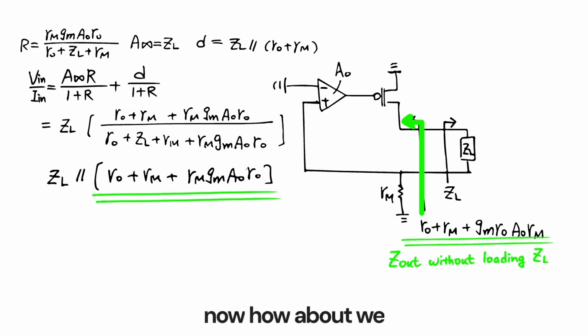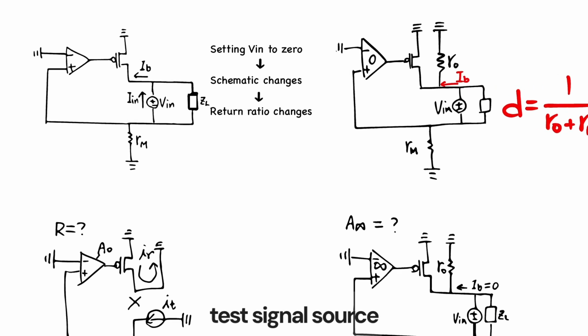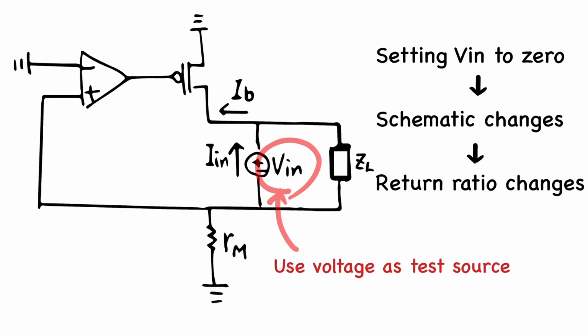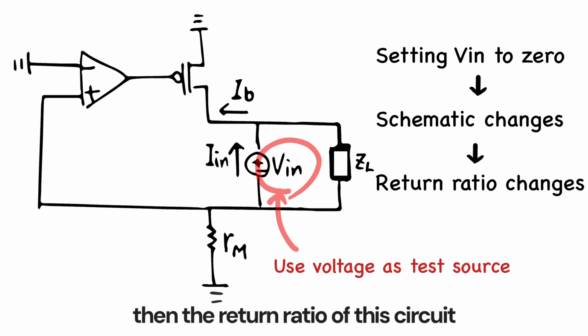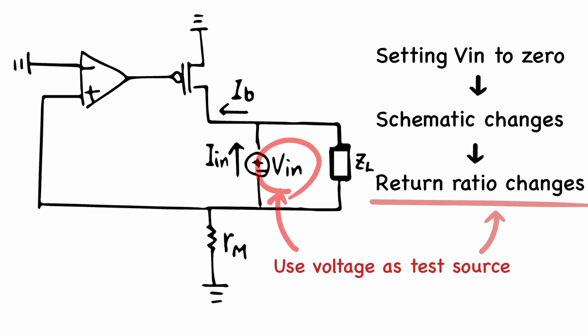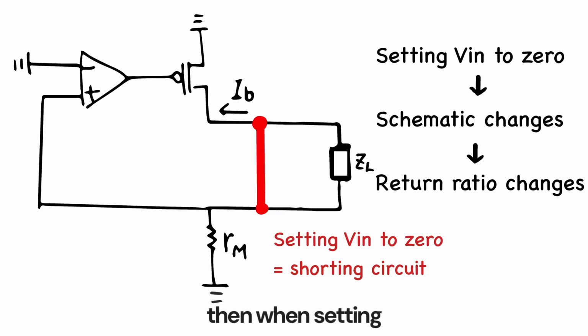Okay, now, how about we change the output test signal source to a voltage source? If we use the voltage source as the test source, then the return ratio of the circuit will be different from the one we used above. It is because if you make the input source a voltage, then when setting the input source to 0, we'll have a short circuit at the output. Then the circuit is different from episode 006 and the one we just calculated.